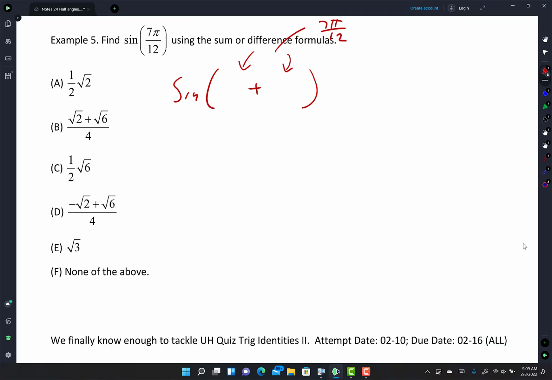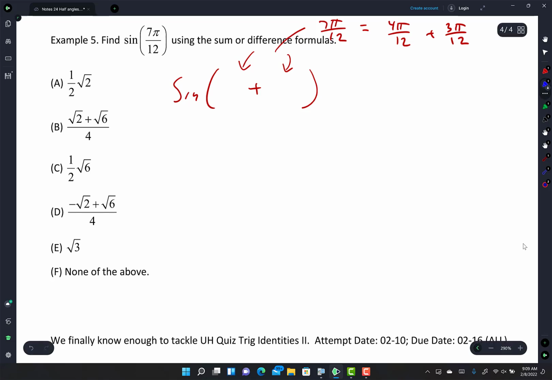Well, just pick some numbers. First, pick the numerator. 2 numbers that add up to 7. What are 2 numbers that add up to 7? Don't pick like 6 and 1. Yeah, 4 and 3 is a good start. So 4 pi over 12 plus 3 pi over 12. You guys told me those numbers, right?